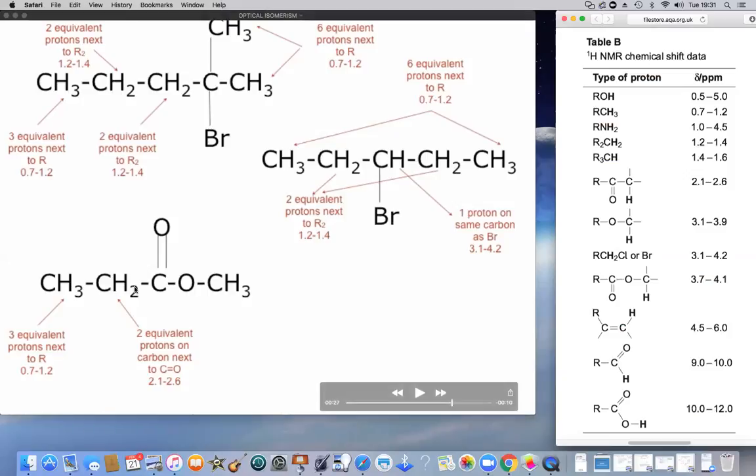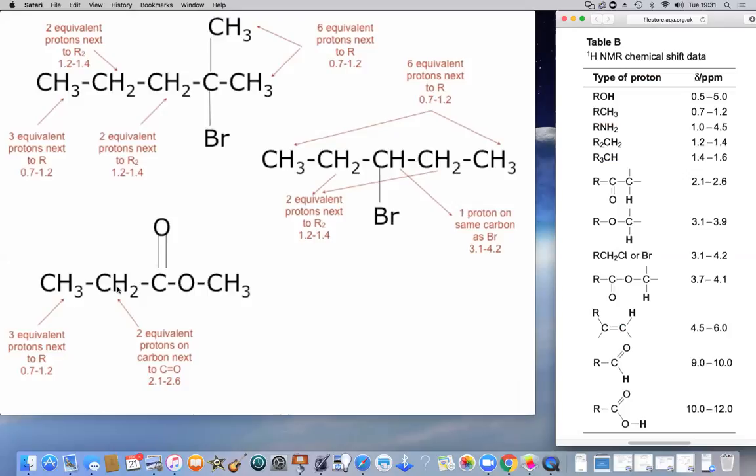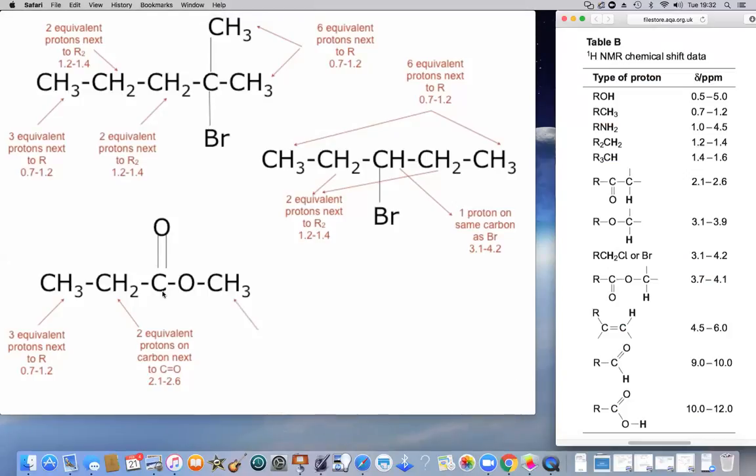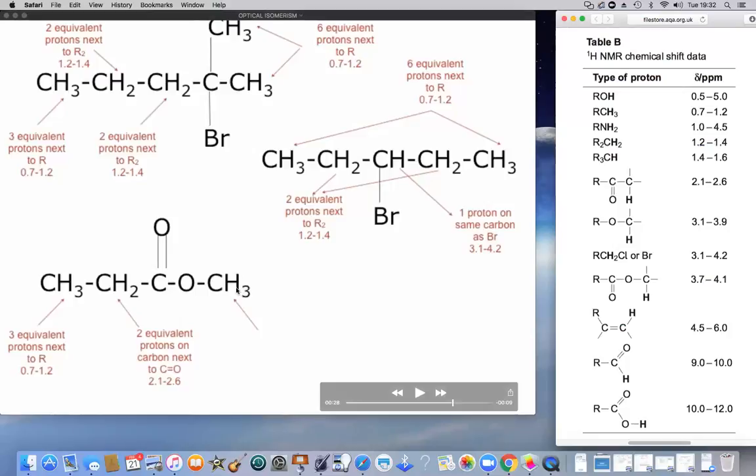So in this case, it's an ester. It could be the carboxylate part of a carboxylic acid, or it could be an aldehyde, or a ketone. The point is the protons are on a carbon which is directly attached to the carbonyl group. Then we have our 3 protons at the other end. These 3 protons are attached to carbon, which is single bonded to oxygen.